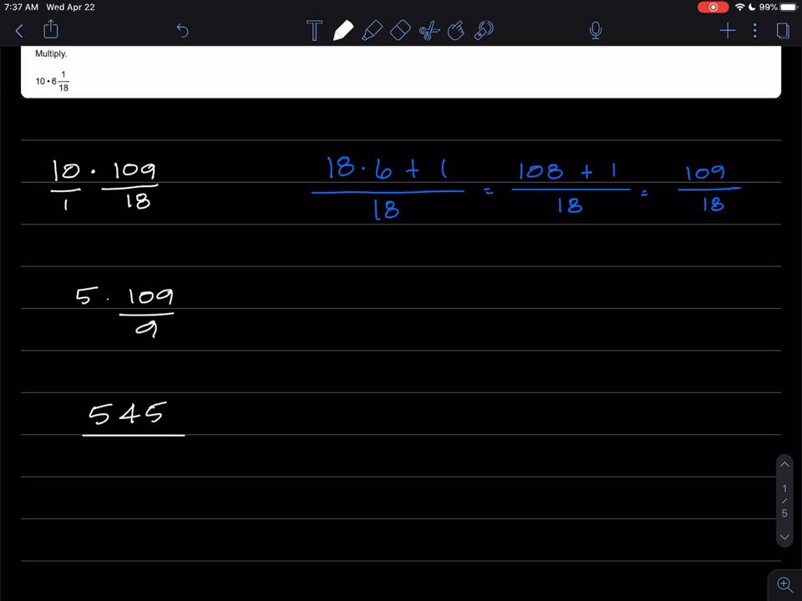545 divided by 9. Just a quick work on how we got that. So we have 5 times 109. 5 times 100 is 500. And 5 times 9 is 45. So that gives me 545. At any rate, final answer here is going to be 545 over 9.